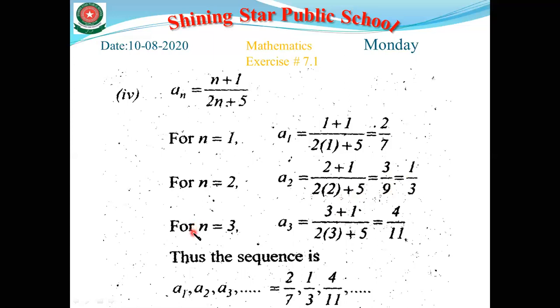Now put n equals to 3. So it becomes a3 equal to 3 plus 1, 4, over 2 multiplied by 3, 6 plus 5, 11. So 4 over 11. Thus the sequence a1, a2, a3 equals 2 over 7, 1 over 3, 4 over 11, which is your required answer of part number 4.